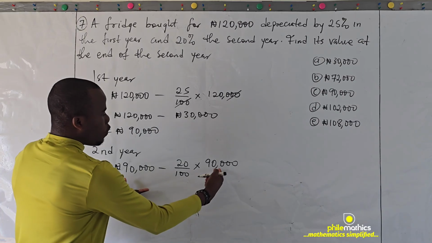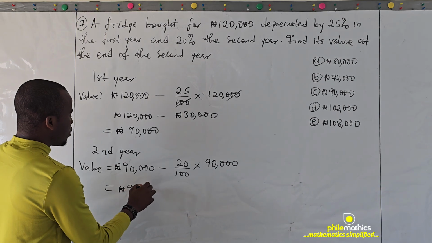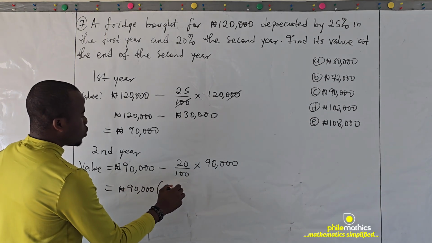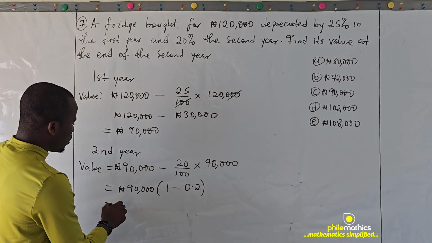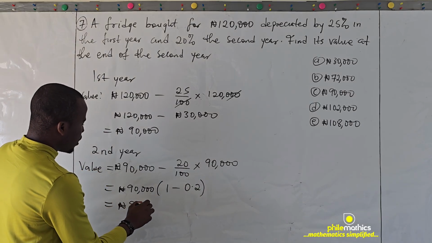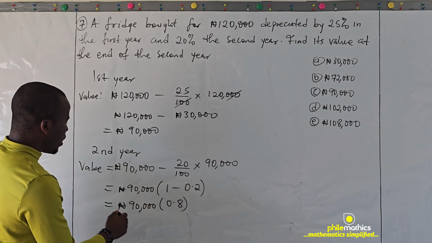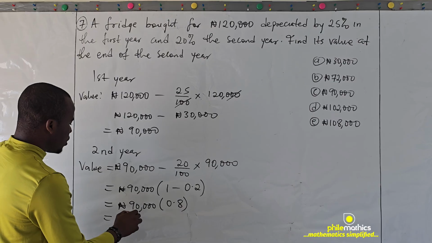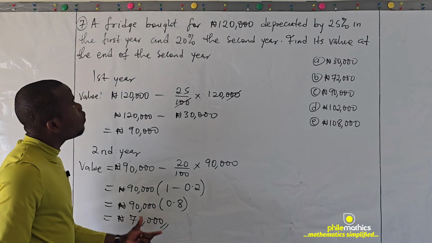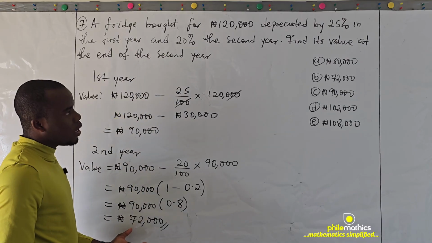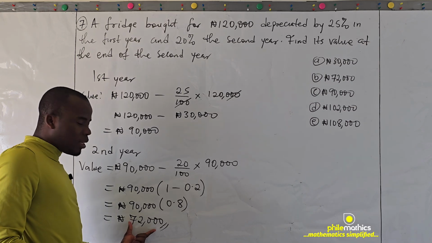An easier way to do this is to factorize 90,000 out. So this is 90,000 times 1 minus 0.2, and this is 90,000 times 0.8. And if we multiply this, we'll get 72,000. So this is the value of the fridge after second year. Meaning, if the man wants to resell it, this is what he will sell it for after second year.